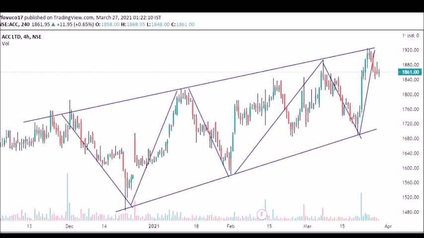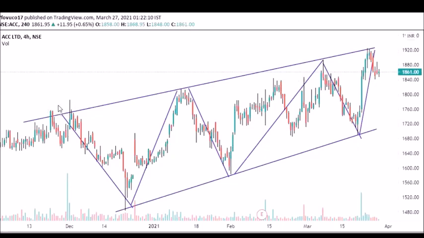The first example is for a channel pattern. You can see over here the channel pattern is formed, that is, this is a resistance line, this is a support line. You can see that the stock is traveling in between the resistance and support line for a long time.